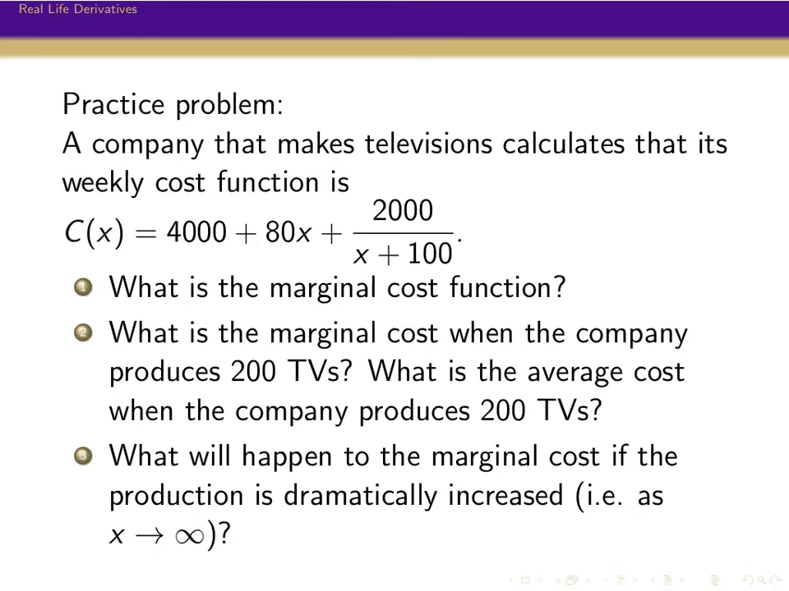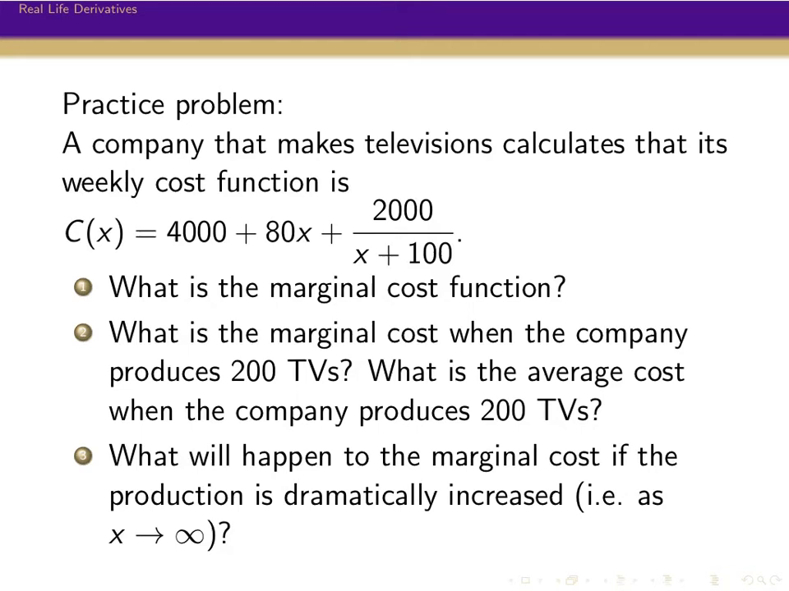So the three things I want you to do with this: first, find the marginal cost function. I'm giving you the cost function. How do you get the marginal cost from that? Secondly, use that marginal cost function to figure out what the marginal cost is exactly when they're producing 200 TVs. So that's when x is equal to 200. And then I want you to look at the difference between that and the average cost per TV when they make 200 TVs.